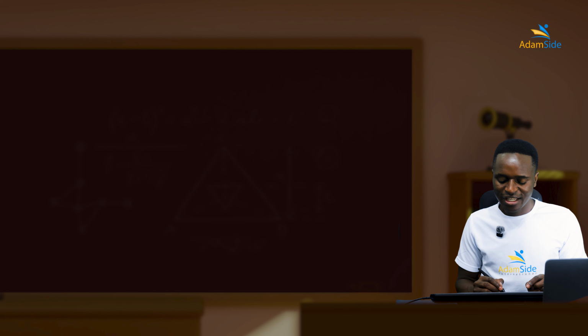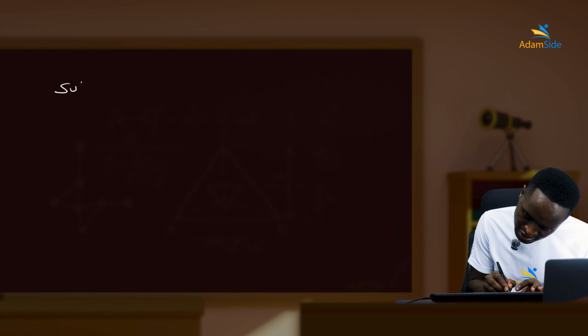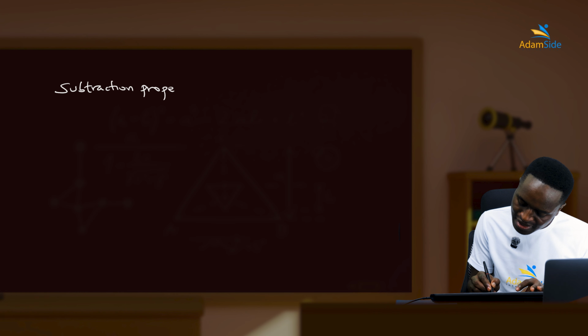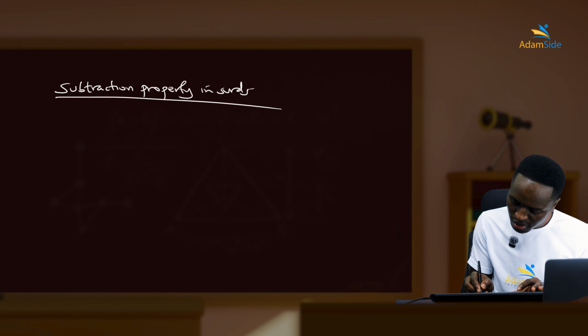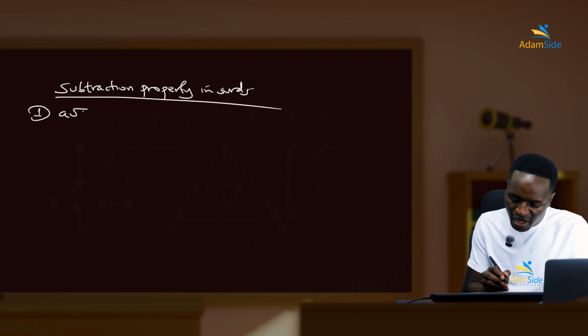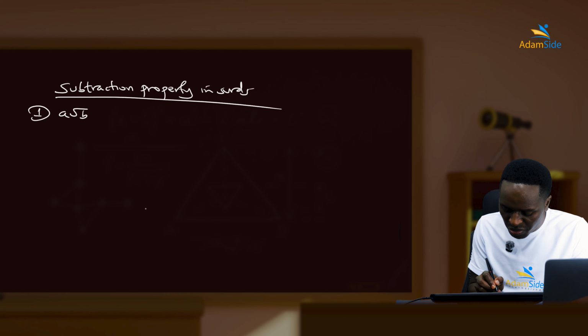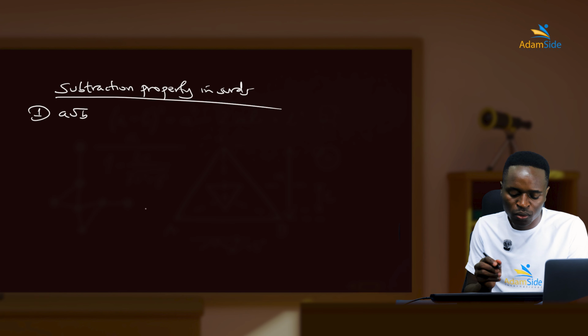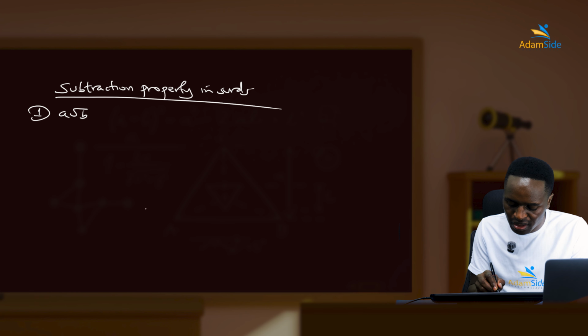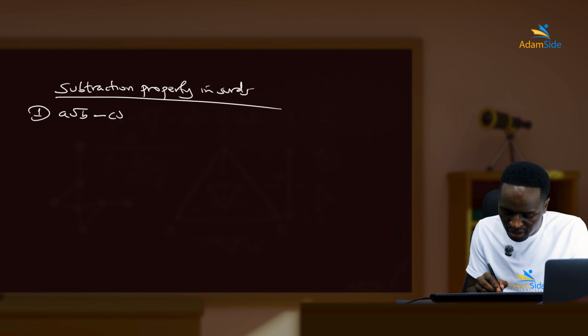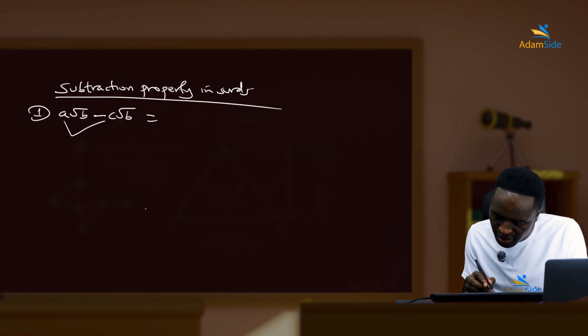Wow, perfect. We went to subtraction. We reviewed also the subtraction property that involves surds, the subtraction property in surds. What did we say? We said the same thing. If you have a root b plus c root b. Oh no, this is a subtraction. Yes, a root b minus c root b. What did we say? We said the same thing.